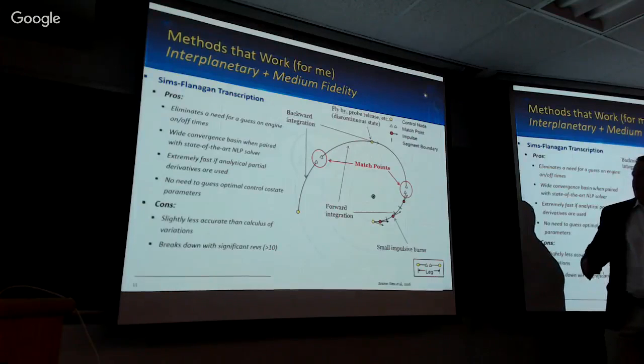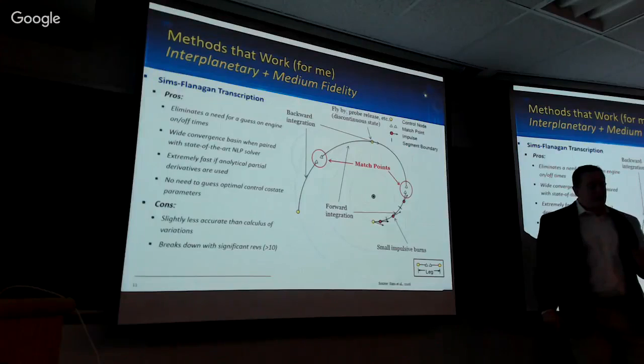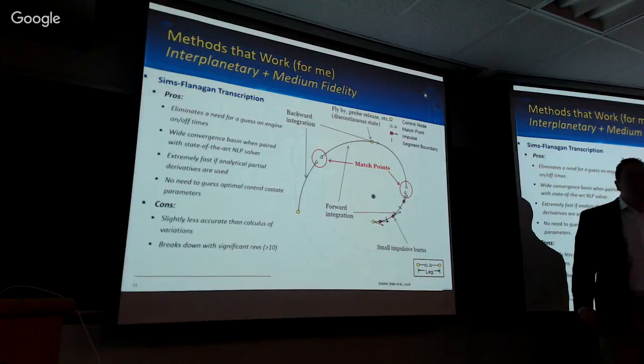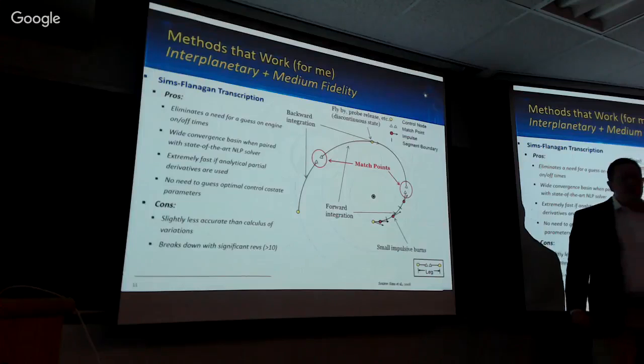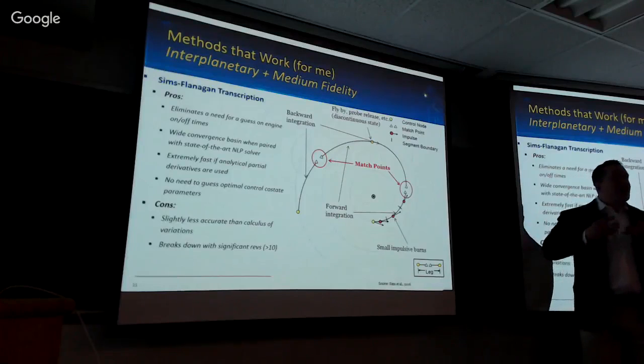You don't have to guess the engine on-off times. If you do the indirect method, a lot of the time you have to pre-guess how you think the switching structure will work too. That can become a challenge. There are ways around that, but again, you basically have to build the switching structure of the engine into your problem formulation. When am I on and when am I off? And that becomes a challenge. The whole NLP solver is sort of taking care of it for you.